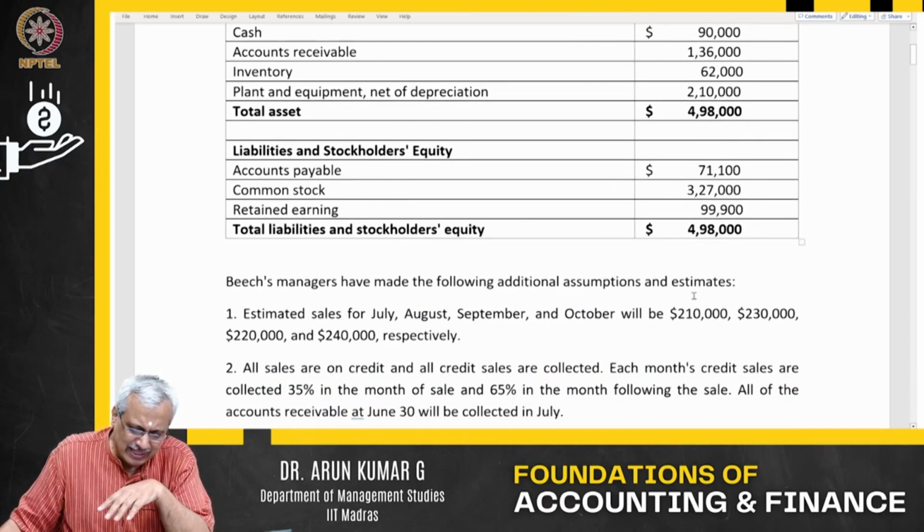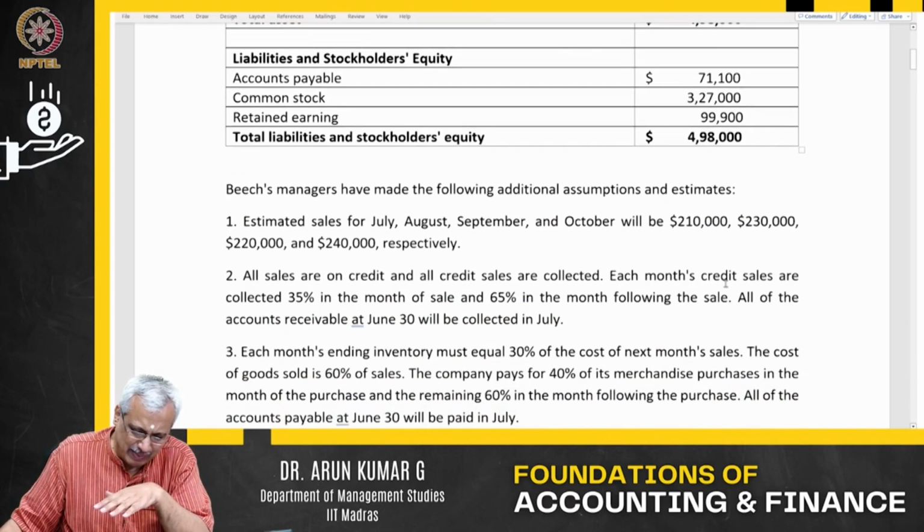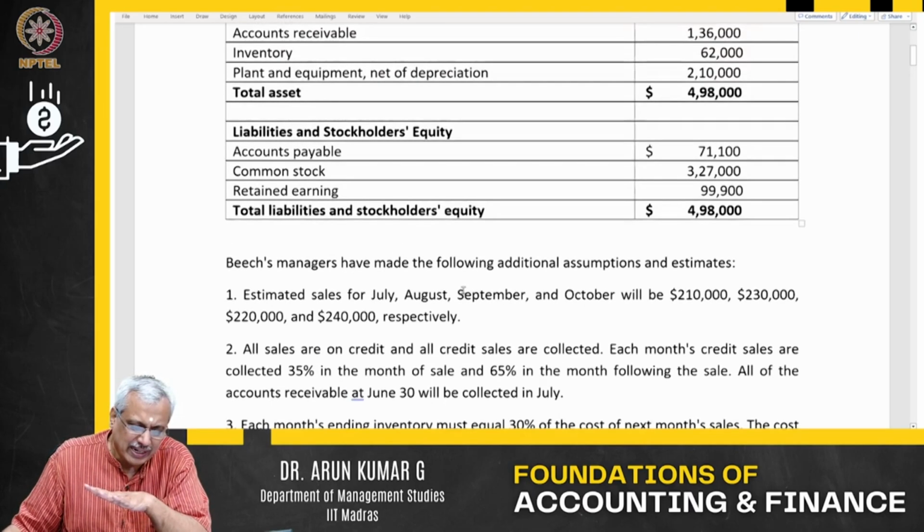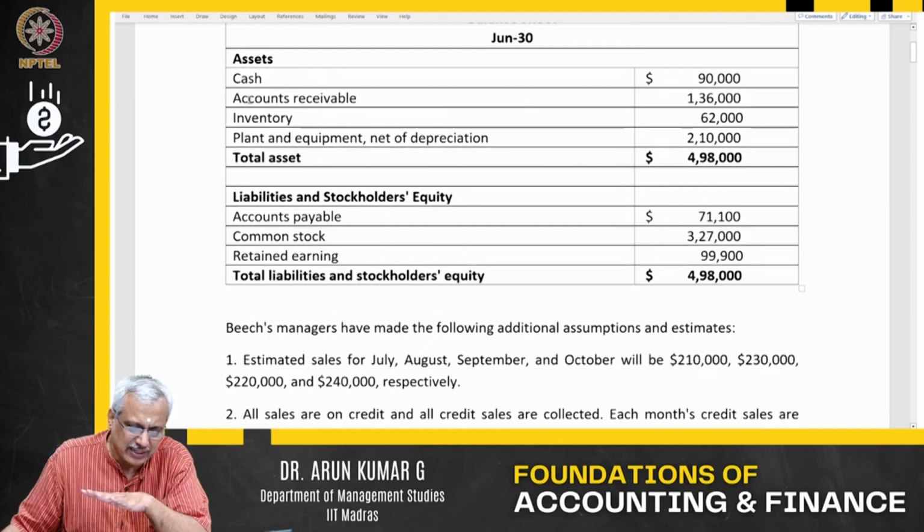Beach managers have made the following additional assumptions and estimates. The sales they have estimated for July, August, September, October. October also I have. All sales are on credit and all credit sales are collected. Each month's credit sales are collected 35% in the month of sale and 65% in the following month. All of the accounts receivable at 30th June will be collected in July.